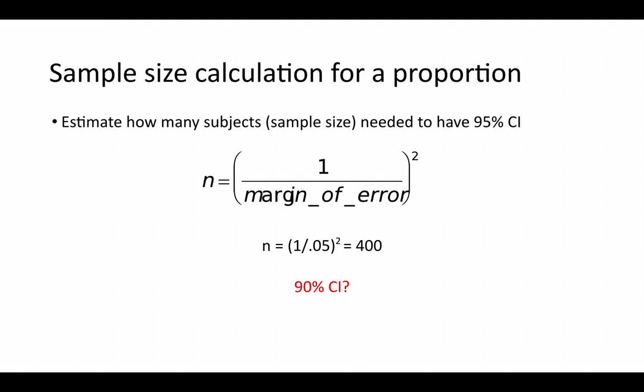How about if you only need a 90% confidence interval? How large should your sample size be? Then you calculate the margin of error. This time 1 minus 90% will be 0.1. So 1 divided by 0.1 will be 10. Then you square it, that will be 100. So you only need 100 participants to have a 90% confidence interval.